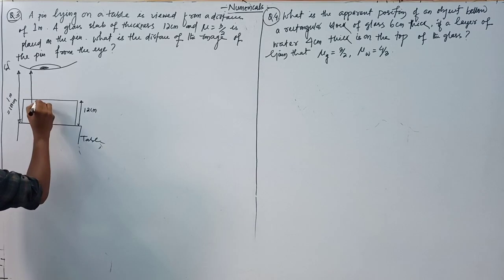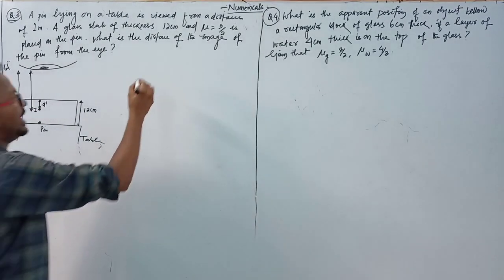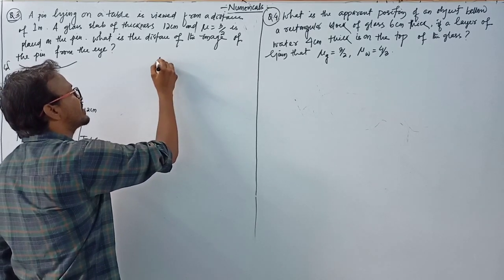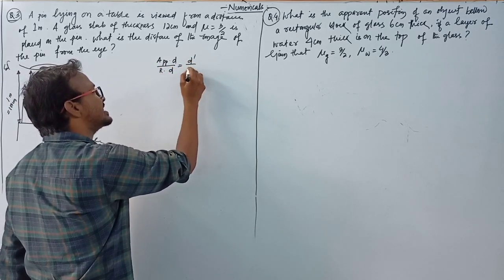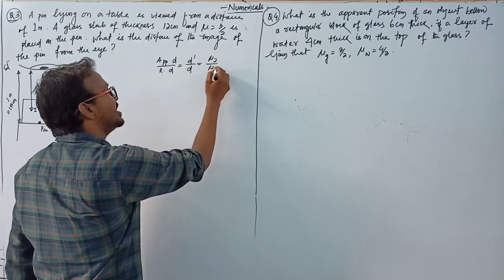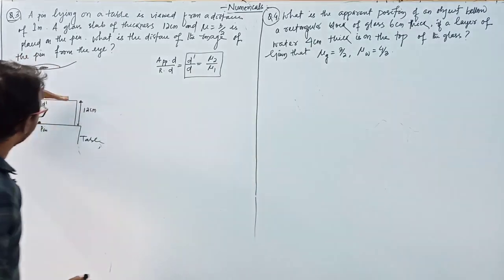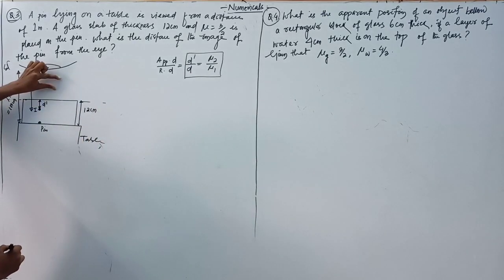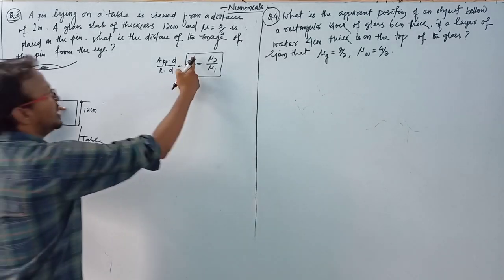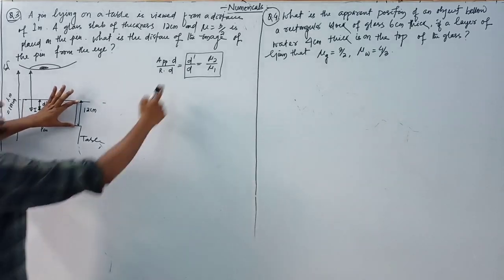First, you have to find this distance, which is d dash. If the distance is d dash, we have the formula: apparent depth divided by real depth, that is d dash by d, equals mu 2 by mu 1. We already discussed that all distances are measured from the surface, the surface which separates the two media. This is the air medium and this is the glass medium. So here, using this concept, first we have to find this distance, which is known as real depth.